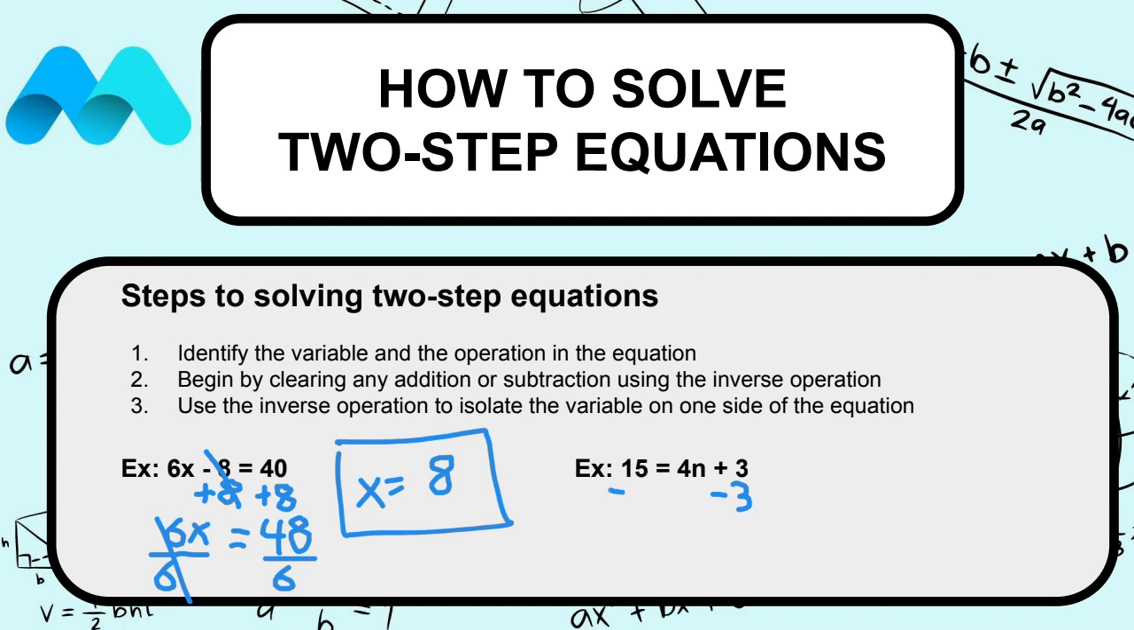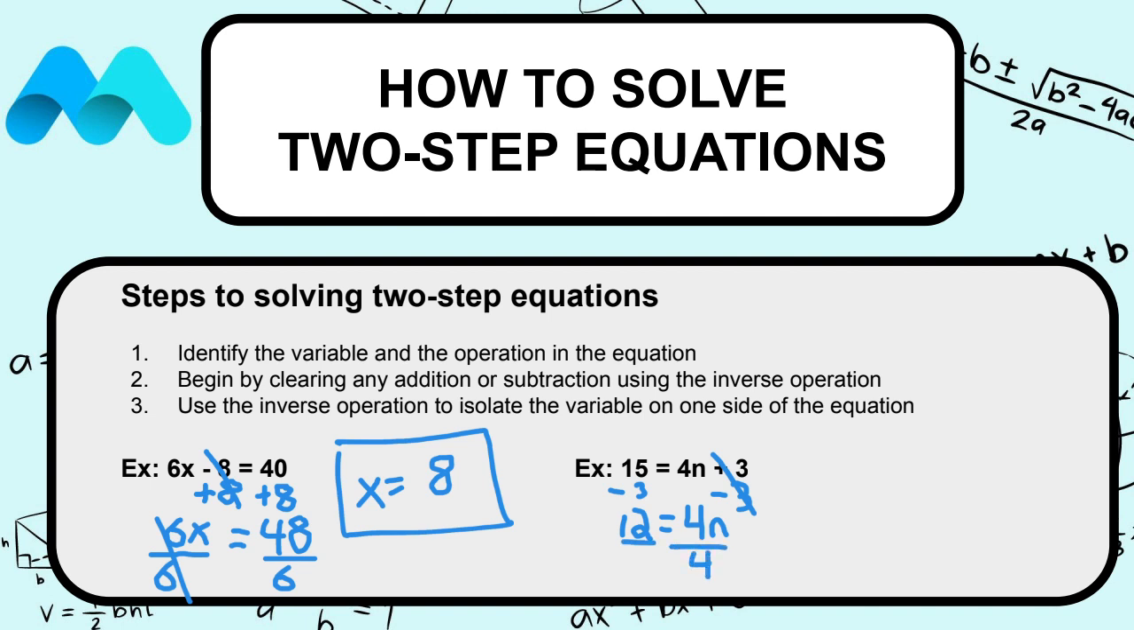So we subtract 3 from each side, and 3 minus 3 is 0. So cross that out. And 15 minus 3 is 12. And then again, we bring down everything else in the equation that we did not use, which is the equal sign and the 4n. Now we're on to step number 3. And step number 3 says to use the inverse operation to isolate the variable on one side of the equation. So again, we have that number next to a variable, which means multiplication. So we need to divide each side by 4.